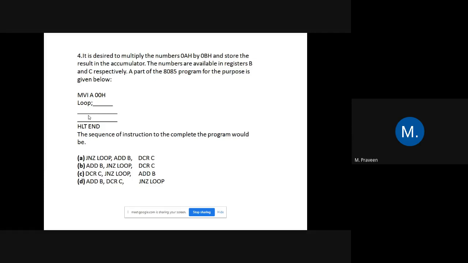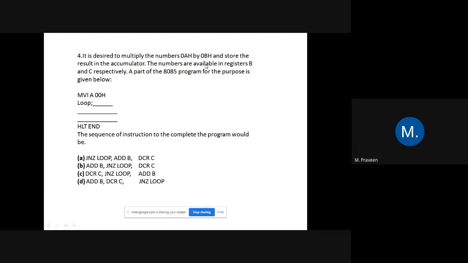So they have clearly given that the program is for multiplication of 2 numbers. In the first line itself they have given: it is desired to multiply the number 0A by 0B. So we are going to multiply 0A with 0B. All are hexadecimal values.